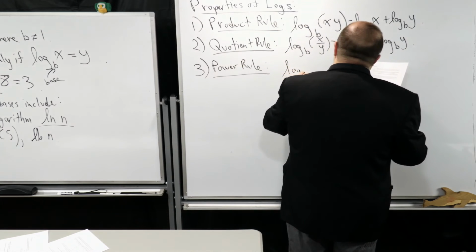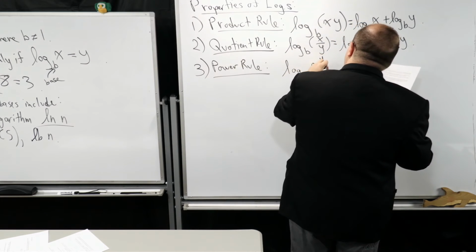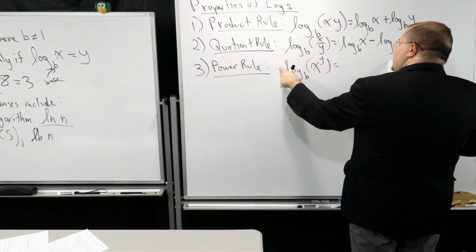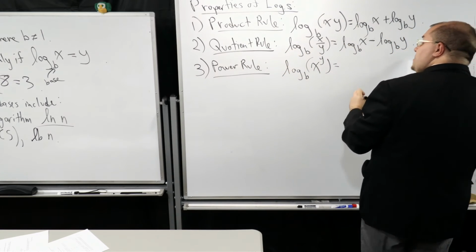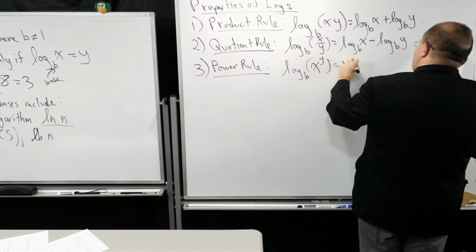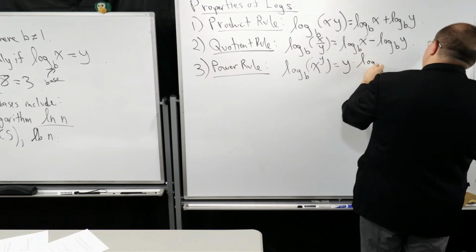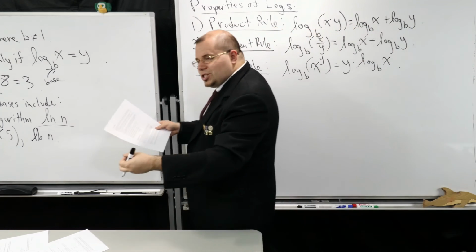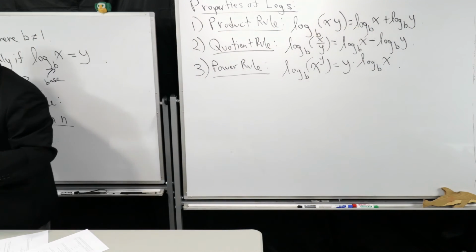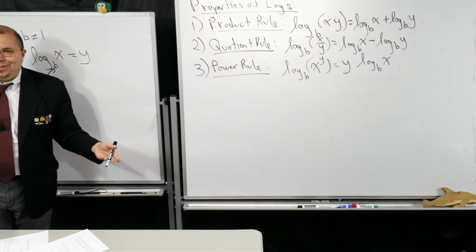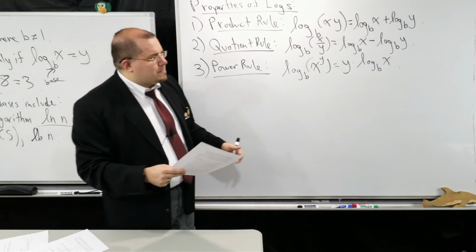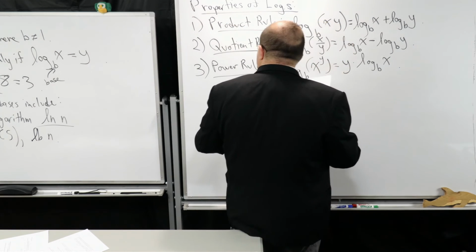So if I give you log base b of x to the y, you could drag this y out in front, and then I end up with log base b of x. So it's going to be y times log base b of x. It's worth noting, remember, these are all equalities, so you can rearrange them back and forth. So if you really don't like a constant in front of your logarithm, you can drag it up as an exponent, and vice versa. So keep that in mind.